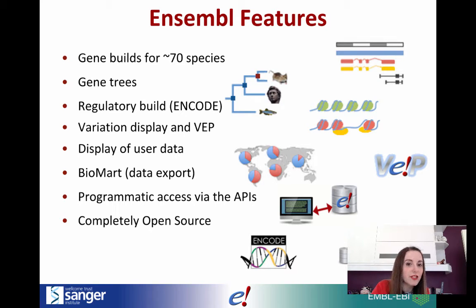We have a variation display, which allows you to look at known variation, and you can also use our VEP tool to analyse your own. We have various ways to display your own data, and we have various methods to export our data. So we have Biomart, which is a sort of point and click tool, and we also have APIs for programmatic access.